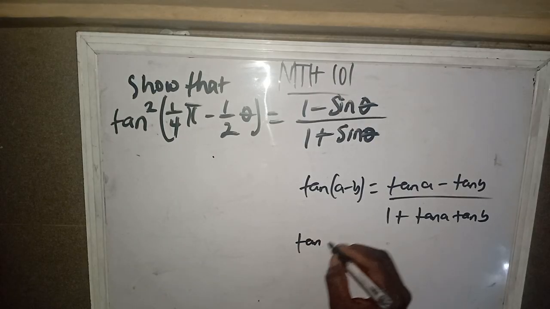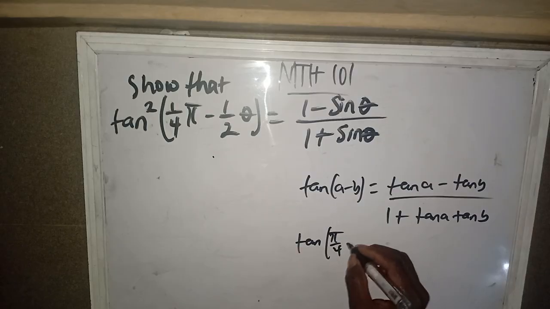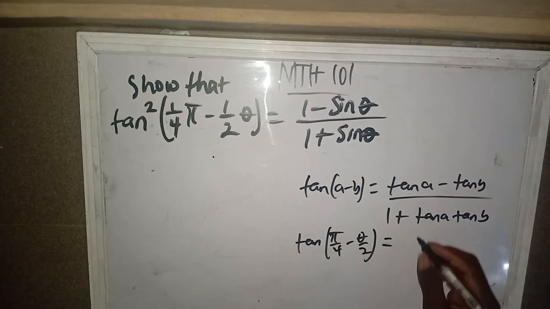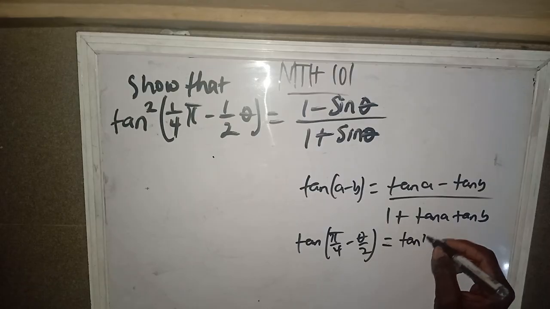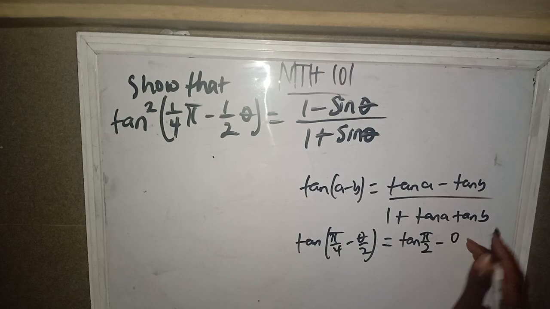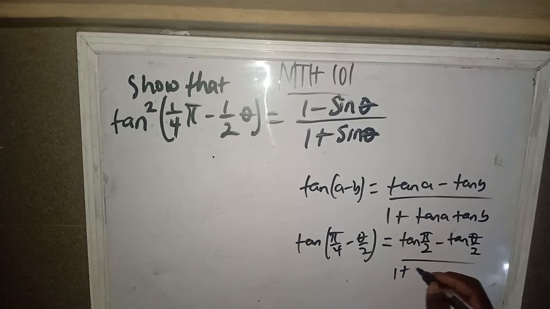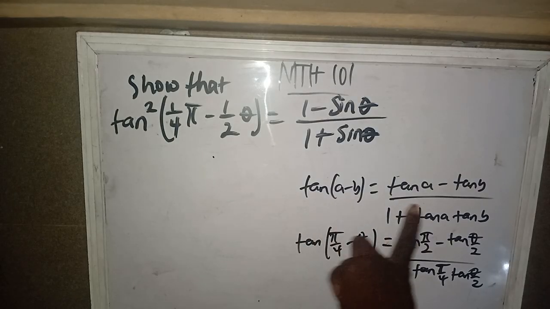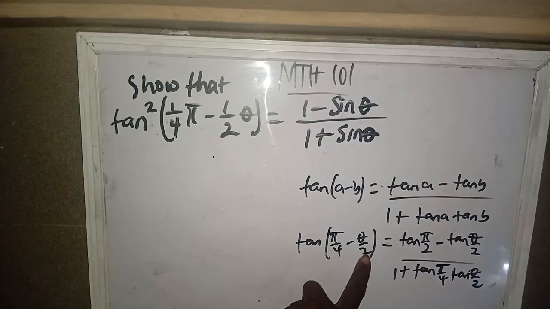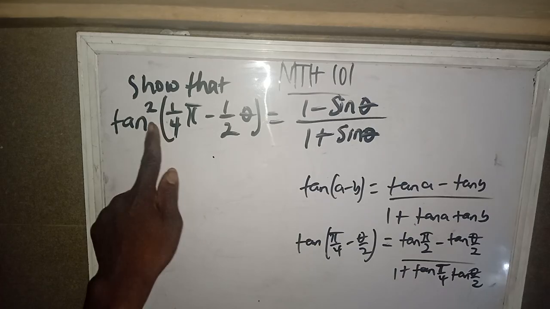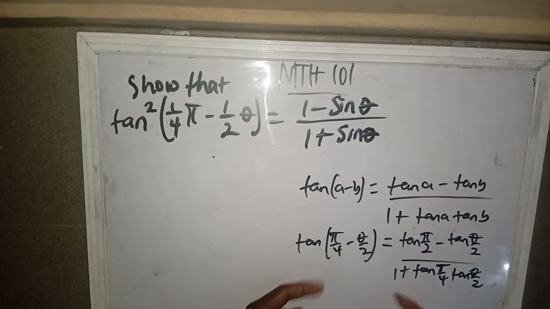So here, if we have tan(pi over 4 minus theta over 2), it's going to give us tan pi over 4 minus tan theta over 2 divided by 1 plus tan pi over 4 tan theta over 2. Do we get that? This is the identity that we know. So I'm just saying, if this is our A, if this is our B, substitute it into this. Now, I know we want to talk about square, but I'm starting from this.